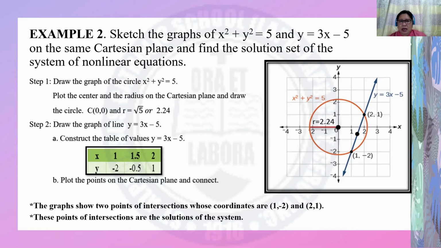So as you can see in the graph, there are 2 points of intersections whose coordinates are 1, negative 2, and 2, 1. So this will mean the points of intersections are the solutions of the system. So this is how we identify the solutions of the system using the graphical method.